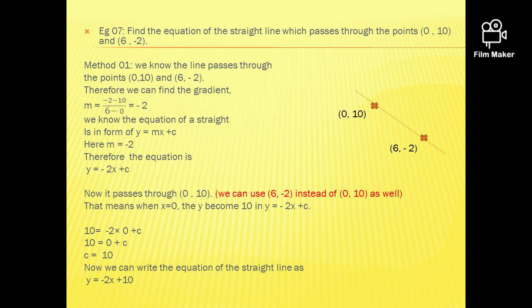The coordinate 0, 10 indicates that when x equals 0, the y value becomes 10. Therefore, I will substitute 0 for x and 10 for y in the equation y equals minus 2x plus c. If you substitute, you will obtain the answer for c as 10. Then, if you substitute this m value and c value in the equation, you will obtain the final answer as y equals minus 2x plus 10. Hopefully, you can understand how I did this question.